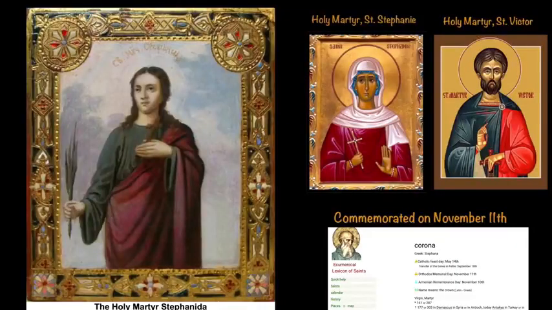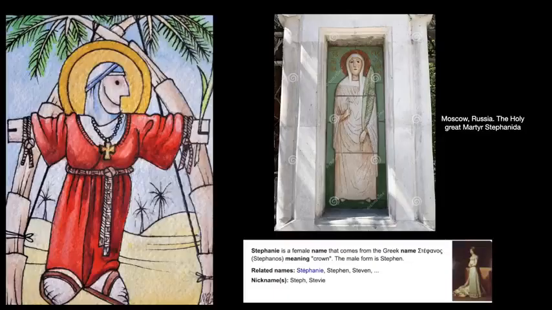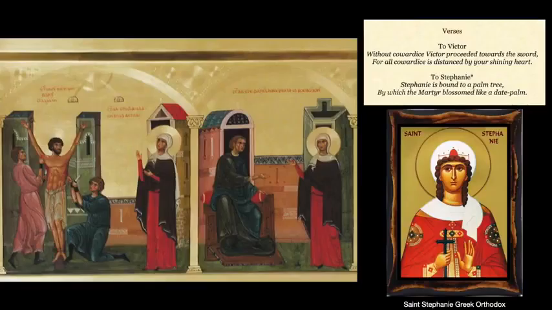So Saint Corona in the Orthodox Church is also known as Stephana, Stephanida, or Stephanie. Stephanie is the female name from the Greek Stephanos, meaning crown. Stephan means crown. Here are some verses from the Greek Orthodox. To Victor, without cowardice, Victor proceeded towards the sword, for all cowardice is distanced by your shining heart. To Stephanie, Stephanie is bound to a palm tree by which the martyr blossomed like a date palm.